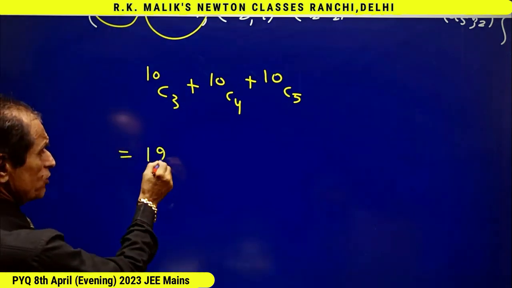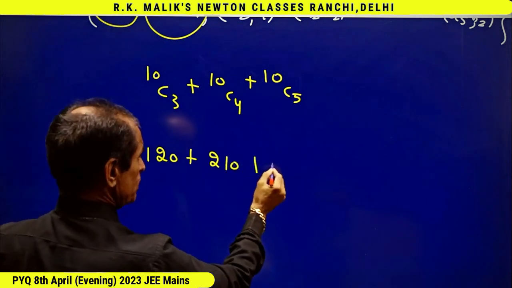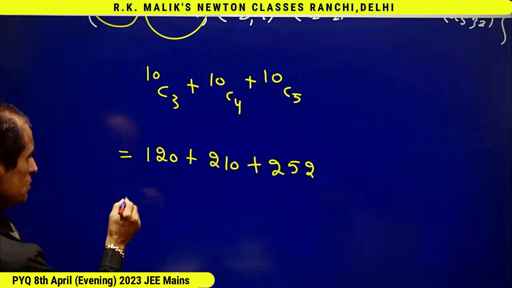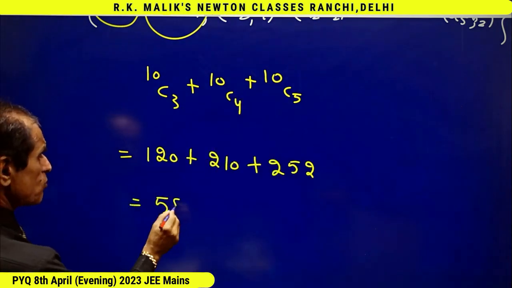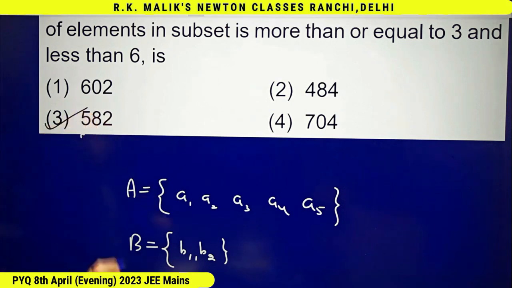It is 120 plus 210 plus 252. That is equal to 582. Hence, I can say the third choice is correct.